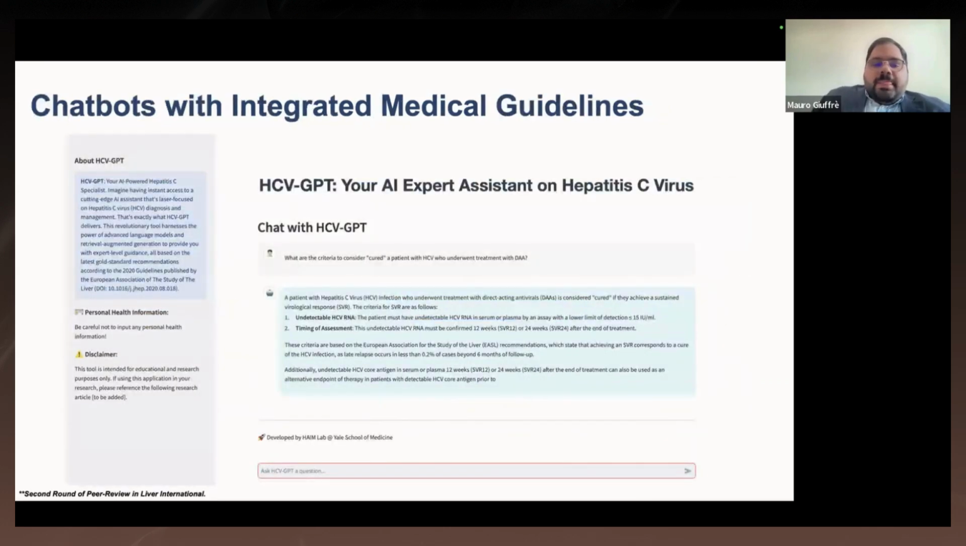And we also developed a chatbot, which will be released with the paper that is now in a second revision in Liver International. And this chatbot can be downloaded and employed locally. And you can ask important questions of, for example, HIV management in order to access guidelines very easily.